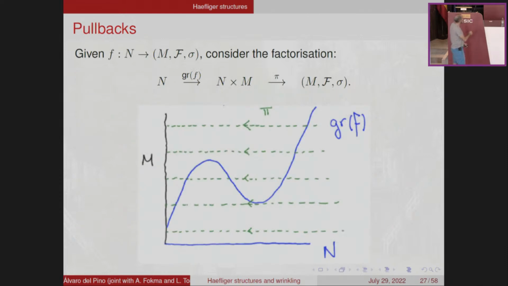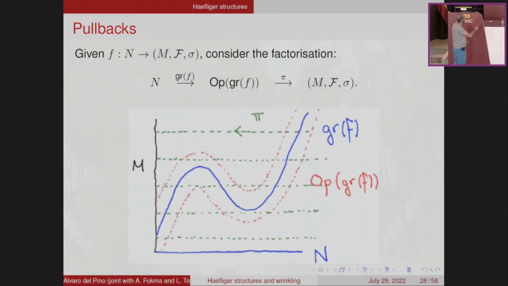And what is the idea? The idea is the following. I have a foliated manifold with transverse structures, say, and I have an arbitrary map. And what I want to do is pull back this data by little f. Now, what you can do is write little f as the composition of the graph of little f, followed by the projection onto the m factor, right? And okay, pi is great because pi is a submersion. The problem is the graph itself.